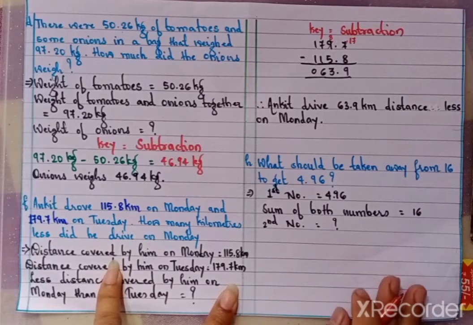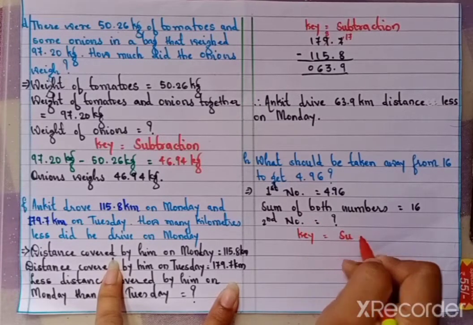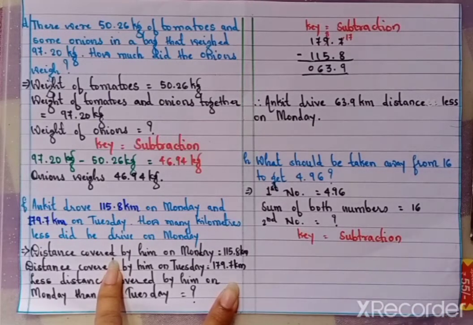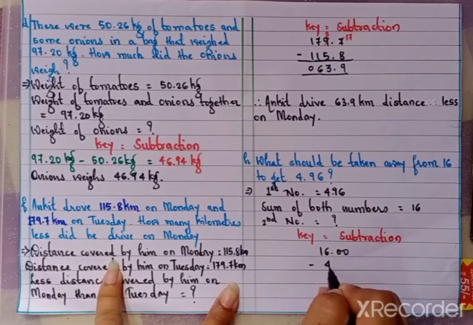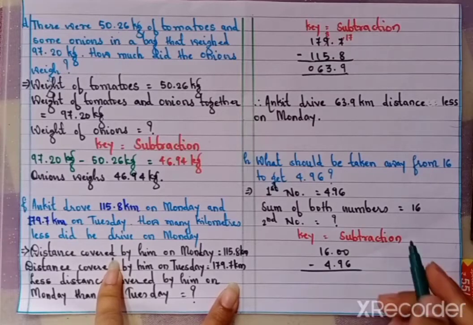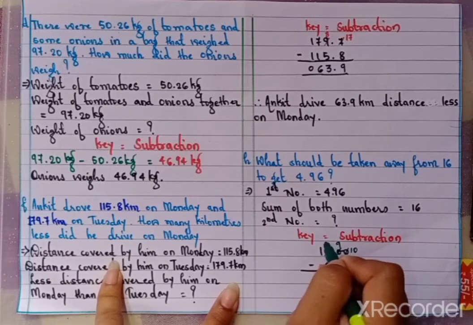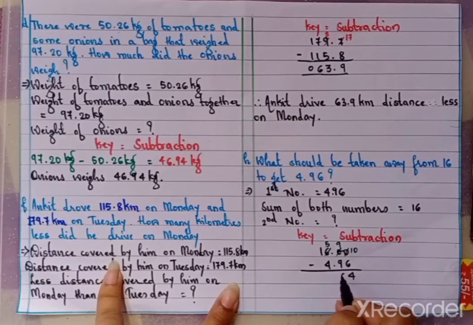And what is our key? Our key is subtraction. So let's subtract them. 16.00 minus 4.96. So from this is 10, this will become 9. We have taken borrow, this will become 5. So now from 10, 6 goes out, remains 4. From 9, 9 goes out, remains 0. From 5, 4 goes out, remains 1. And from 1, 0 goes out, remains 1.